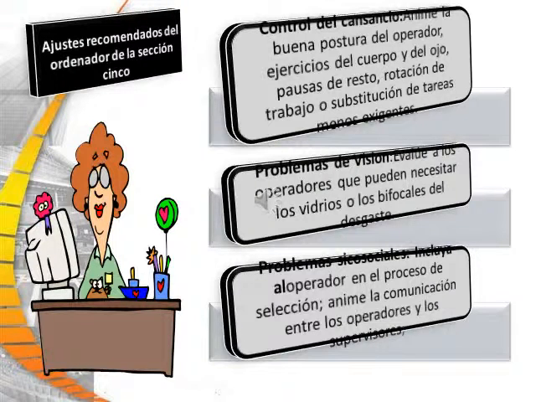Fatigue control. Encourage good operator posture, body and eye exercises, rest pauses, and job rotation, or substitution of less demanding tasks. When having vision problems, evaluate the operators who may need glasses or wear bifocals. Psychosocial issues. Include the operator in the selection process. Encourage communication between operators and supervisors.